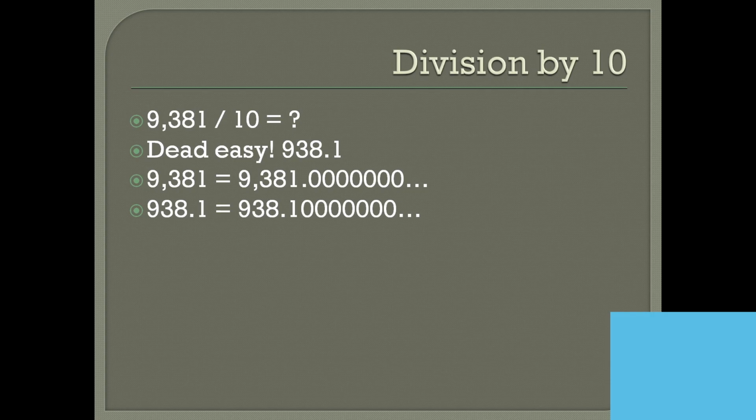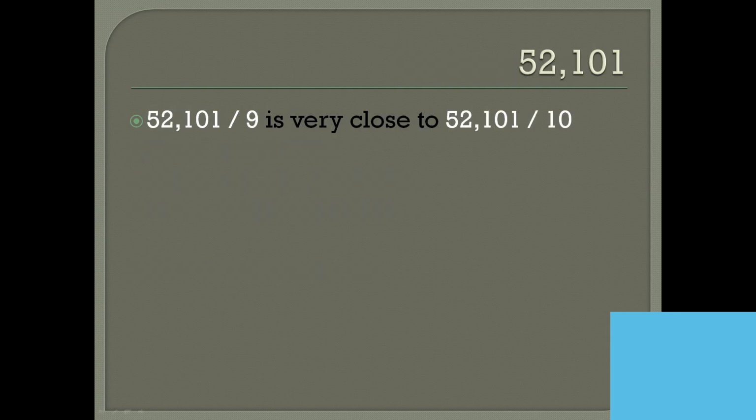Anyway, that's an aside. When you think about it, though, 9 is very close to 10. It's only 1 away from 10. So when we look at our first number that we had, 52,101, and we divide it by 9, we can think of it as beginning roughly the same way as if we were dividing by 10.